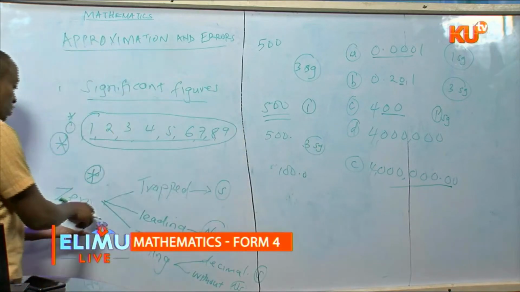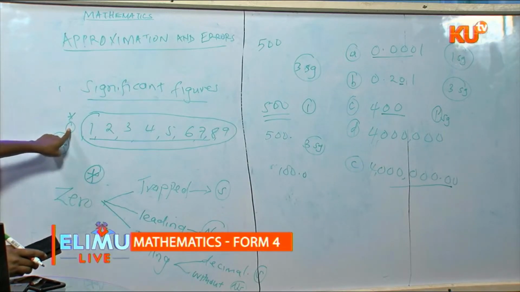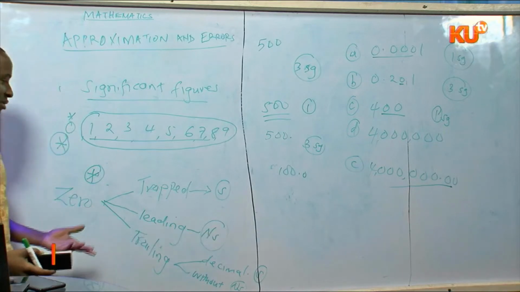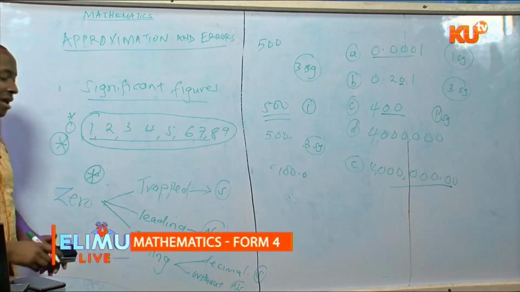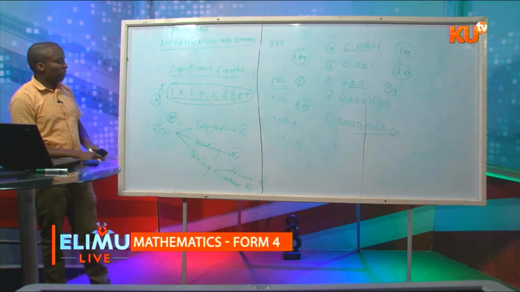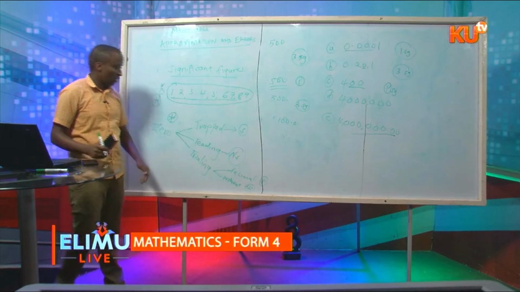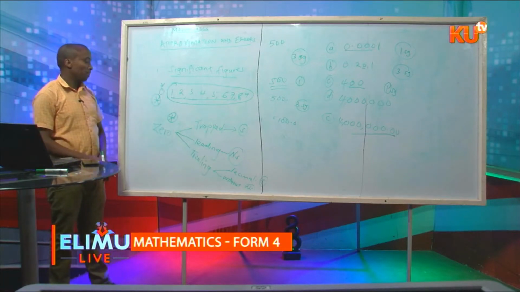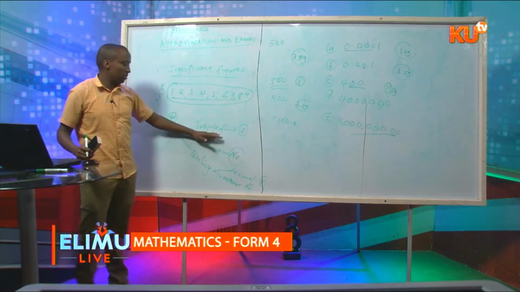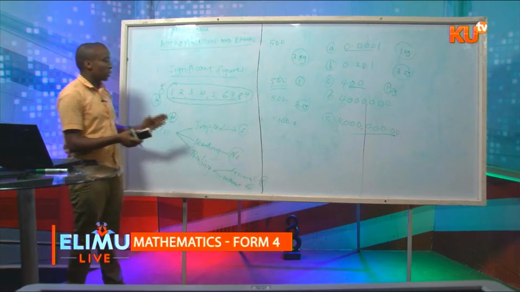So this concept you must understand, that we have types of zeros. That zero becomes significant in different cases, not always. You have to understand. So I hope you have got the concept of today. That the type of zero that is trapped, that is the zero in between the numbers, is always significant.